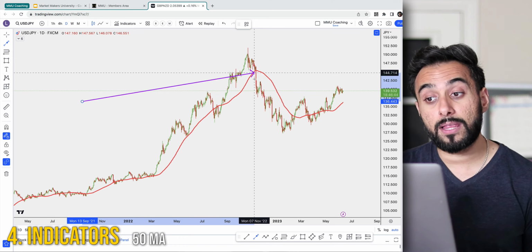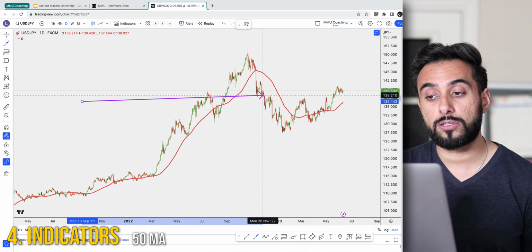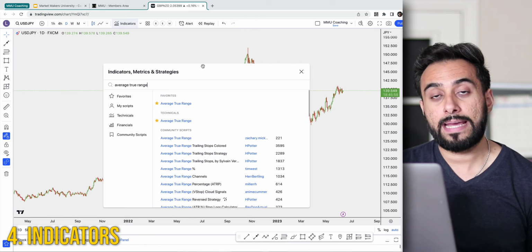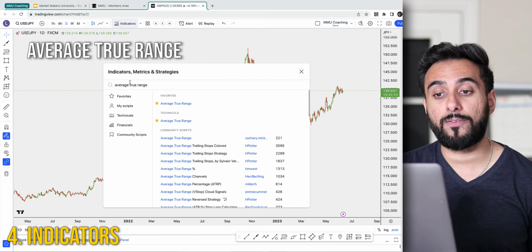And now there's a lot of selling pressure for the people who are using what's called the 50-period moving average, which continues to push the price downwards. Now, another indicator I'll talk about, which is very useful, is what we call the average true range.